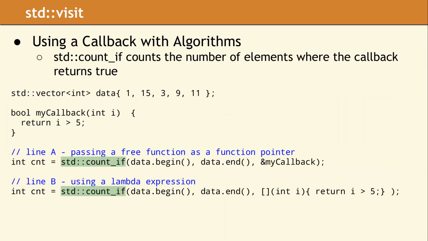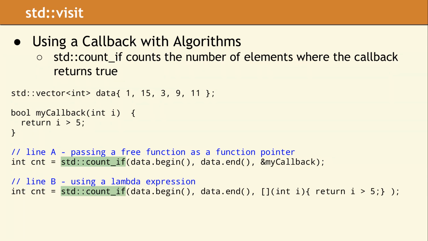This is an example of how a callback is specified with an algorithm. The std::count_if algorithm expects a callback to be supplied, which will return a Boolean value when invoked. This algorithm will automatically invoke the callback for each element in the given range, and count the number of times the callback returns true. On the first line, we're declaring a vector of integers. Then we define a function called myCallback, which is responsible for checking if its passed parameter is greater than 5. Of course, your callback could do anything as long as it returns true or false.